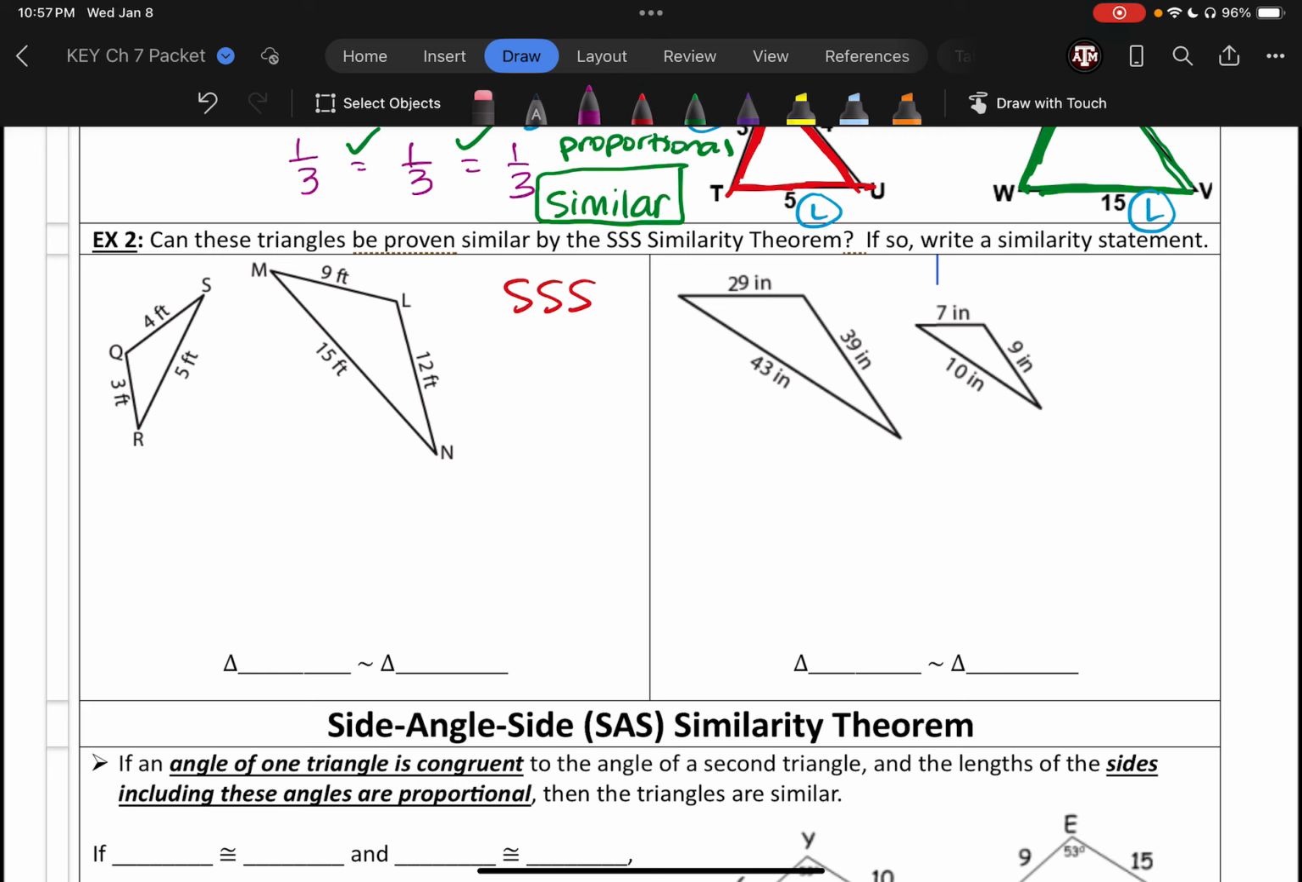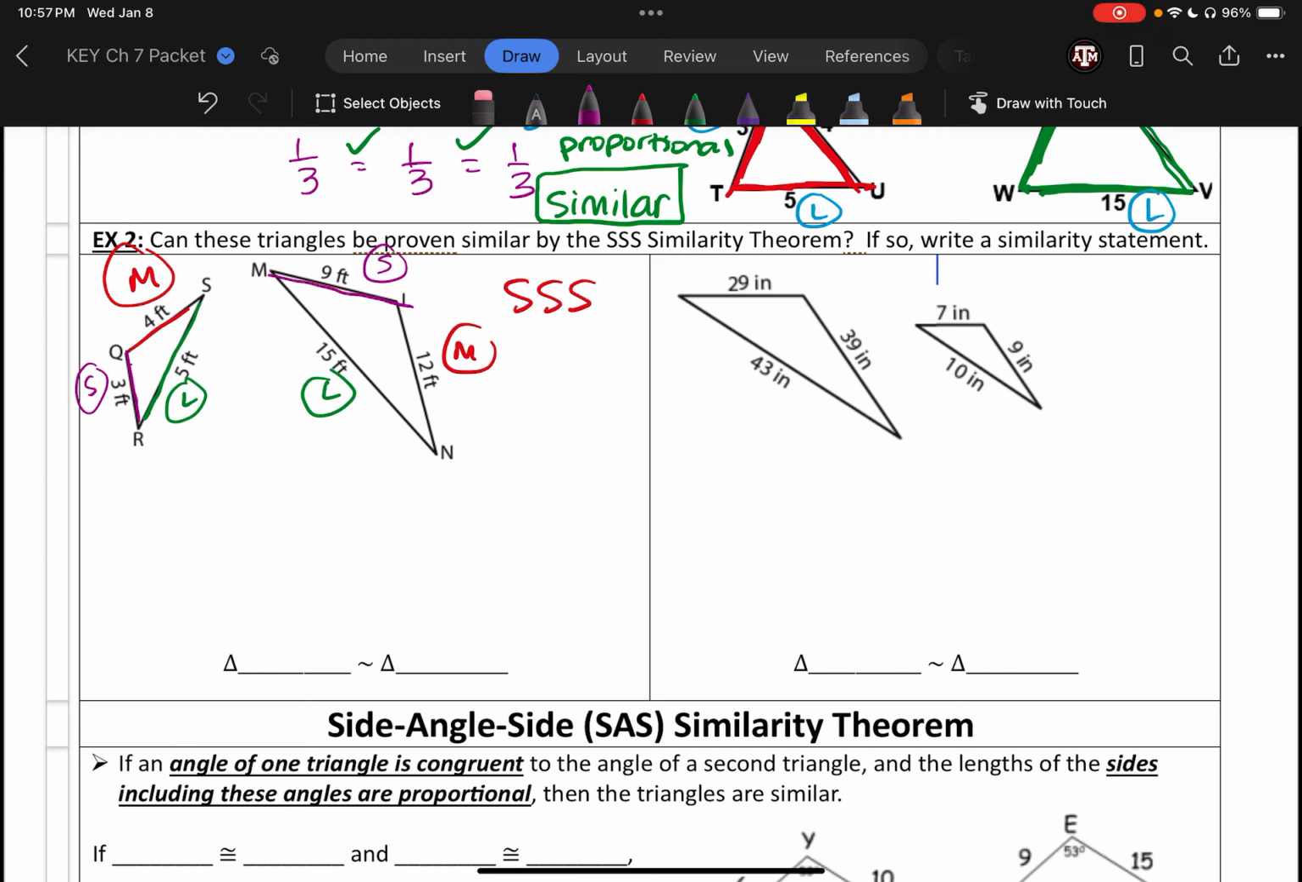So same idea. Let's go ahead and do what we did earlier. Small goes with small. These are my small. Medium goes with medium. And large goes with large. All right, so set up your ratios. Let's do small over small.